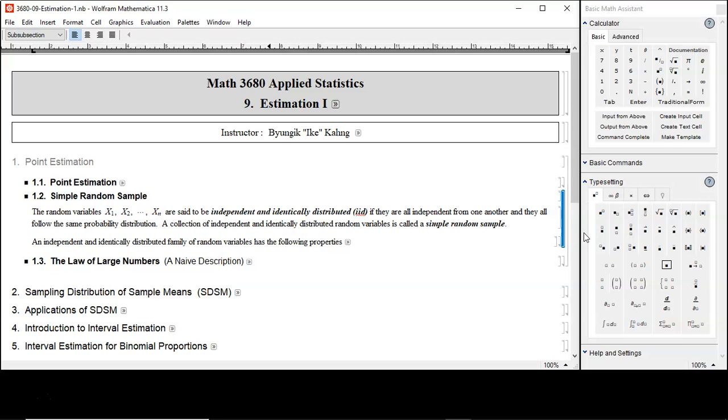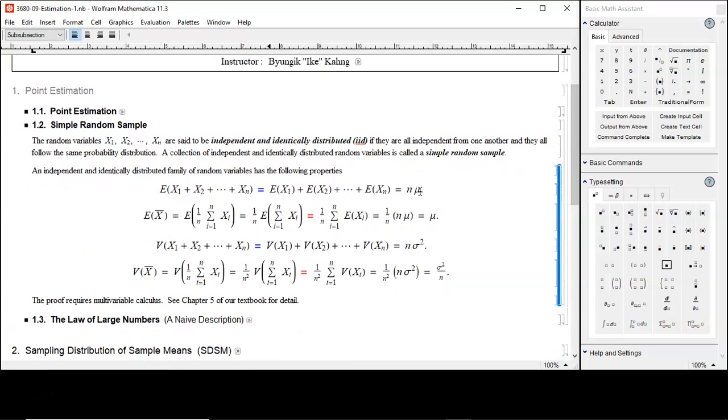An independent and identically distributed family of random variables follows these properties. Property number 1. The expected value of the sum is the same as the sum of the expected values, the first equality here, and that's due to independence. You can prove it using multiple integrals and multiple summations, but that's a bit too deep, and we are not going to use multivariable calculus as a prereq for this course, so I skipped chapter 5 of the textbook, but the detail can be found in chapter 5.